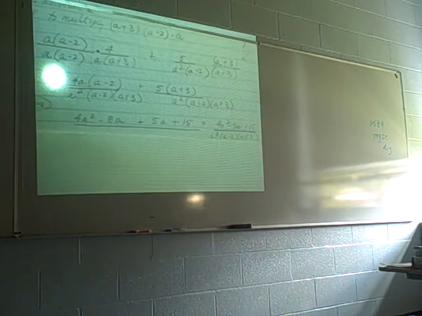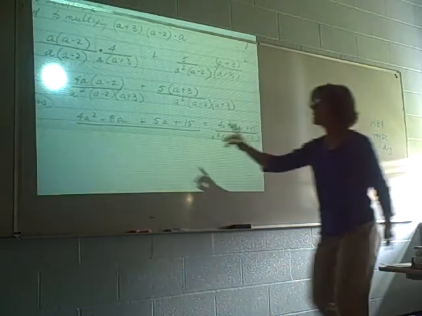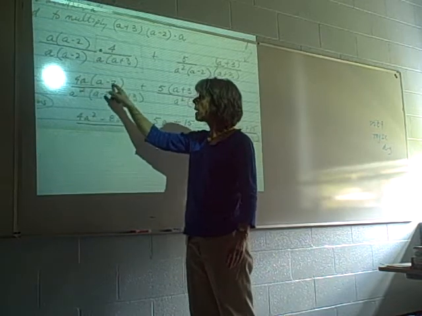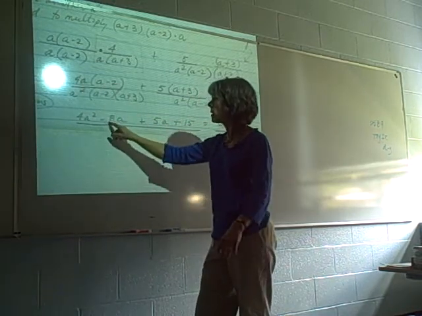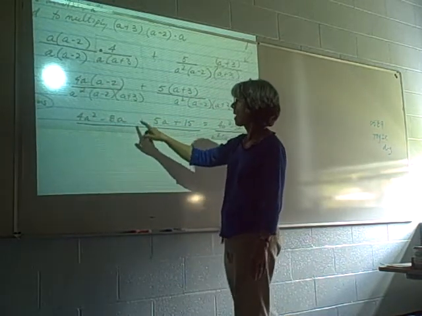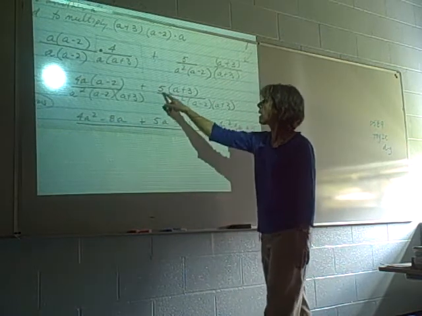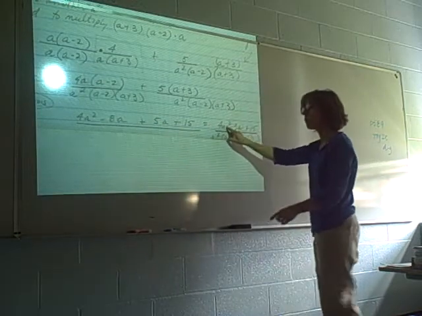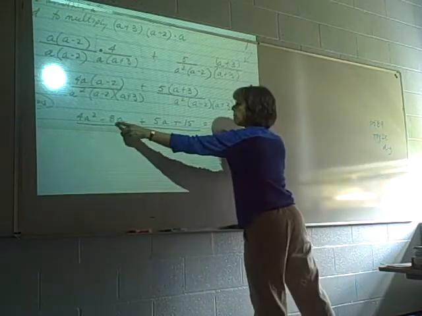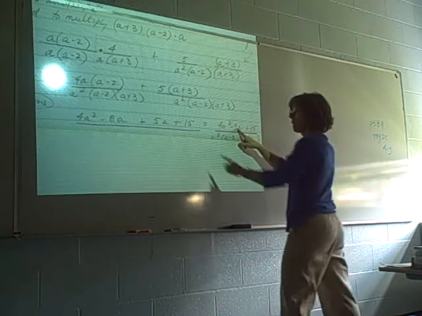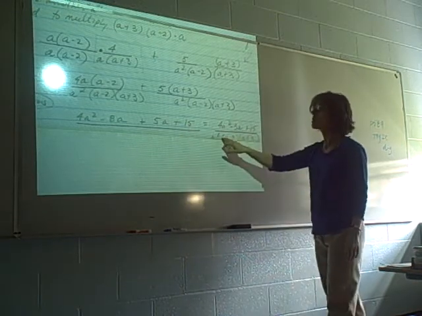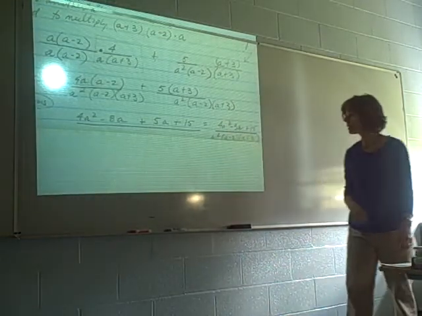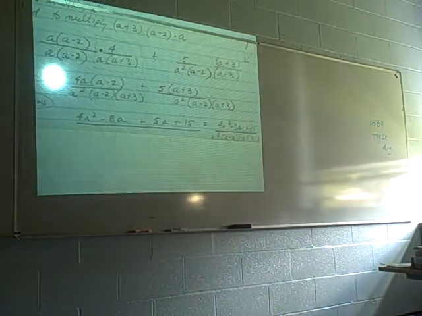Can I add? Yes. All right, so I did 4a times a is 4a squared. 4a times a minus 2 is a minus 8a. And 5a plus 15, combine like terms. So I have 4a squared minus 3a plus 15, and that's all over what? A squared over a minus 2 times a plus 3.